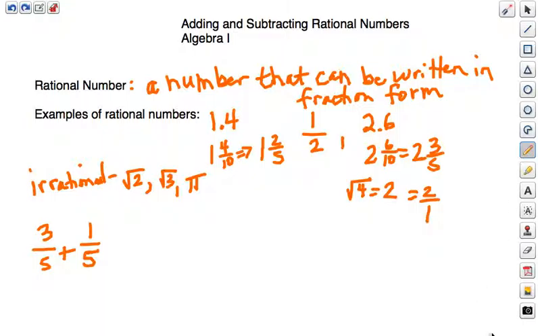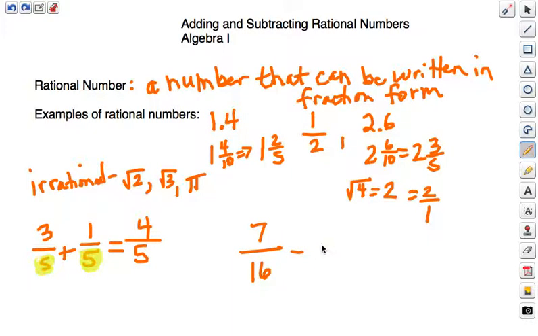Okay, so what we want to first look at is the denominator. If the denominators are the same, we do not have to do anything to them. We can just add our numerators. So in this case, our denominators are the same, so we can just bring over that common denominator. Okay, and then we just add our numerators. 3 plus 1 is 4, and then we just want to check and reduce it if needed. 4 fifths is in simplest form. So we're good there. Same with subtraction. If the denominator is the same, we just need to move that over.